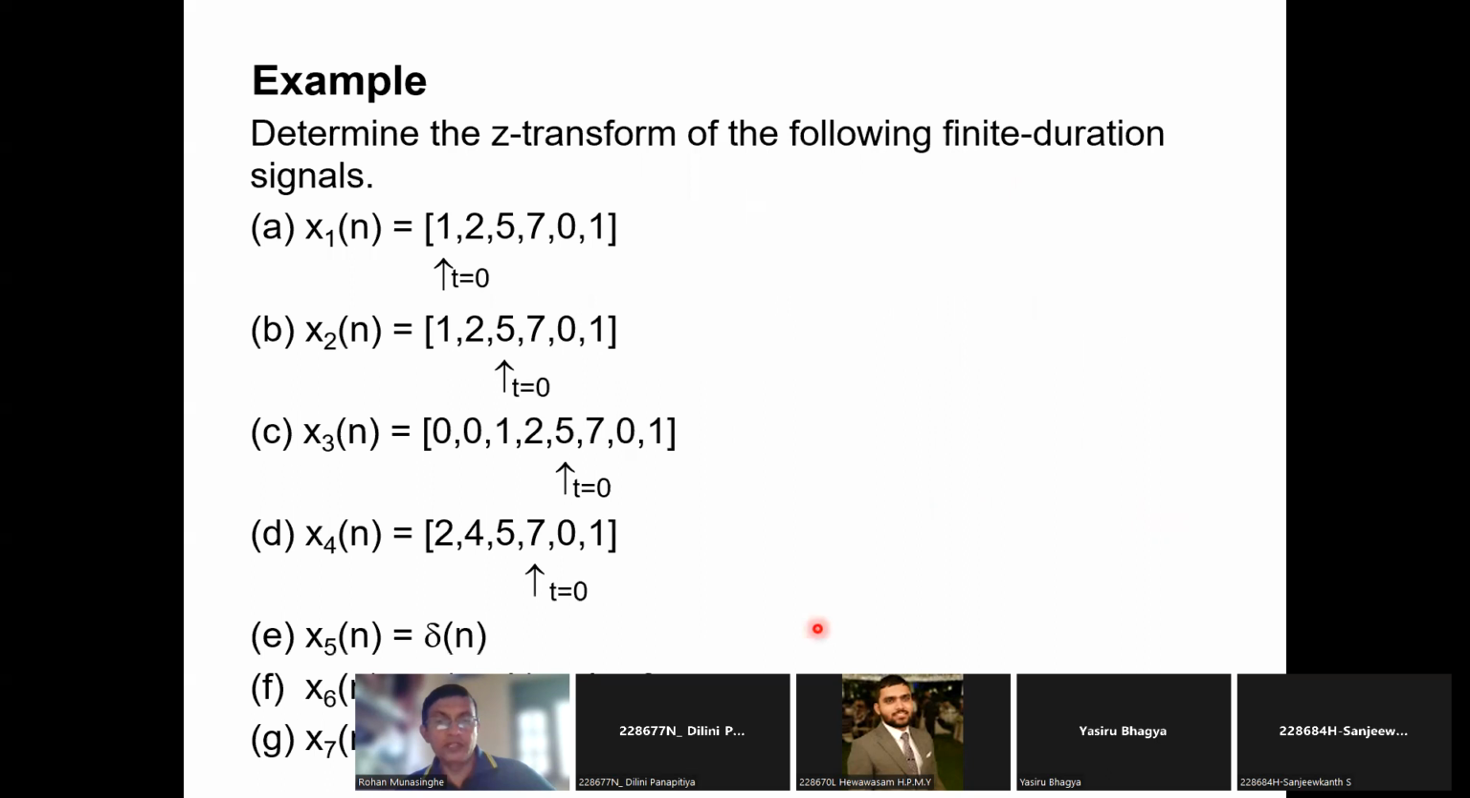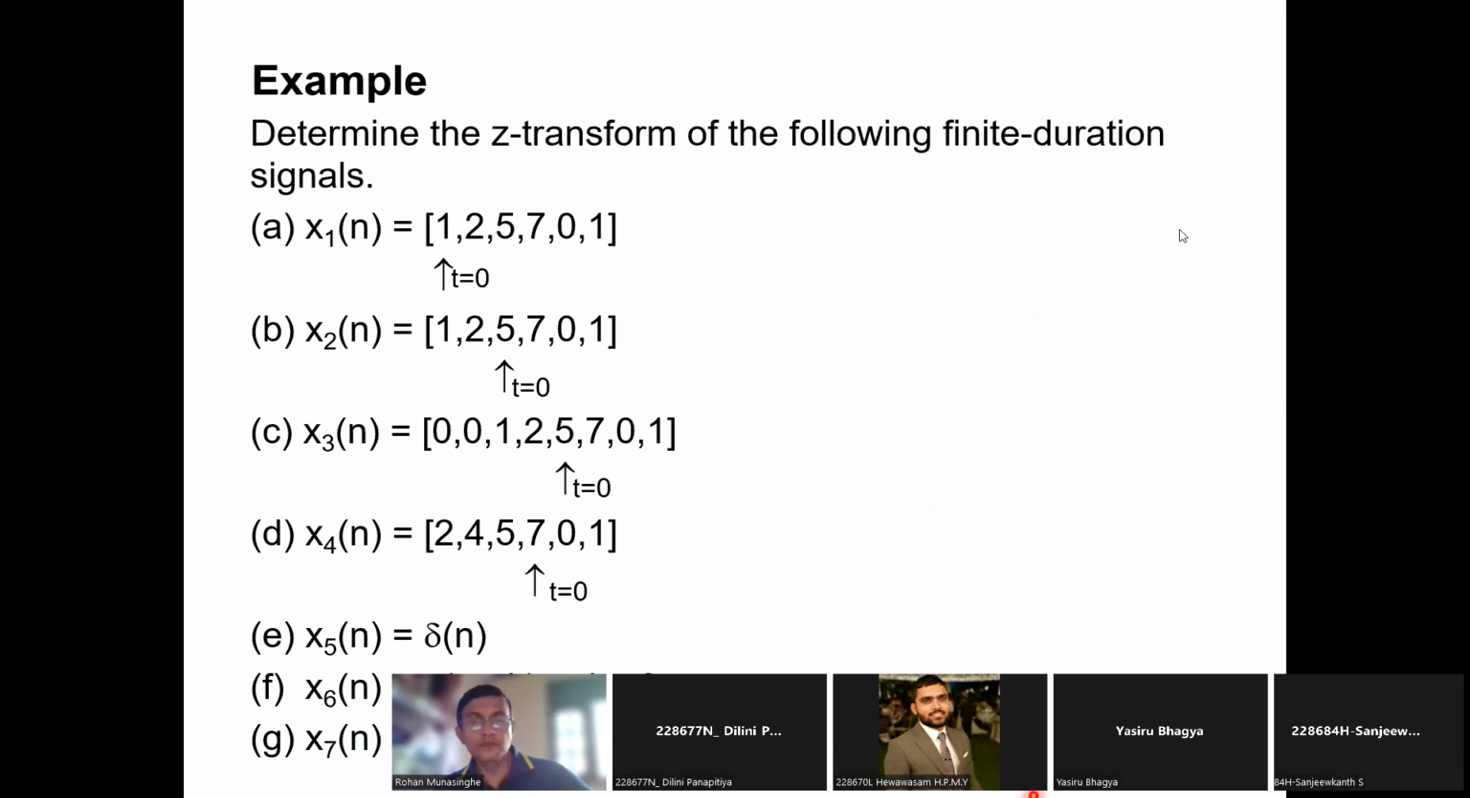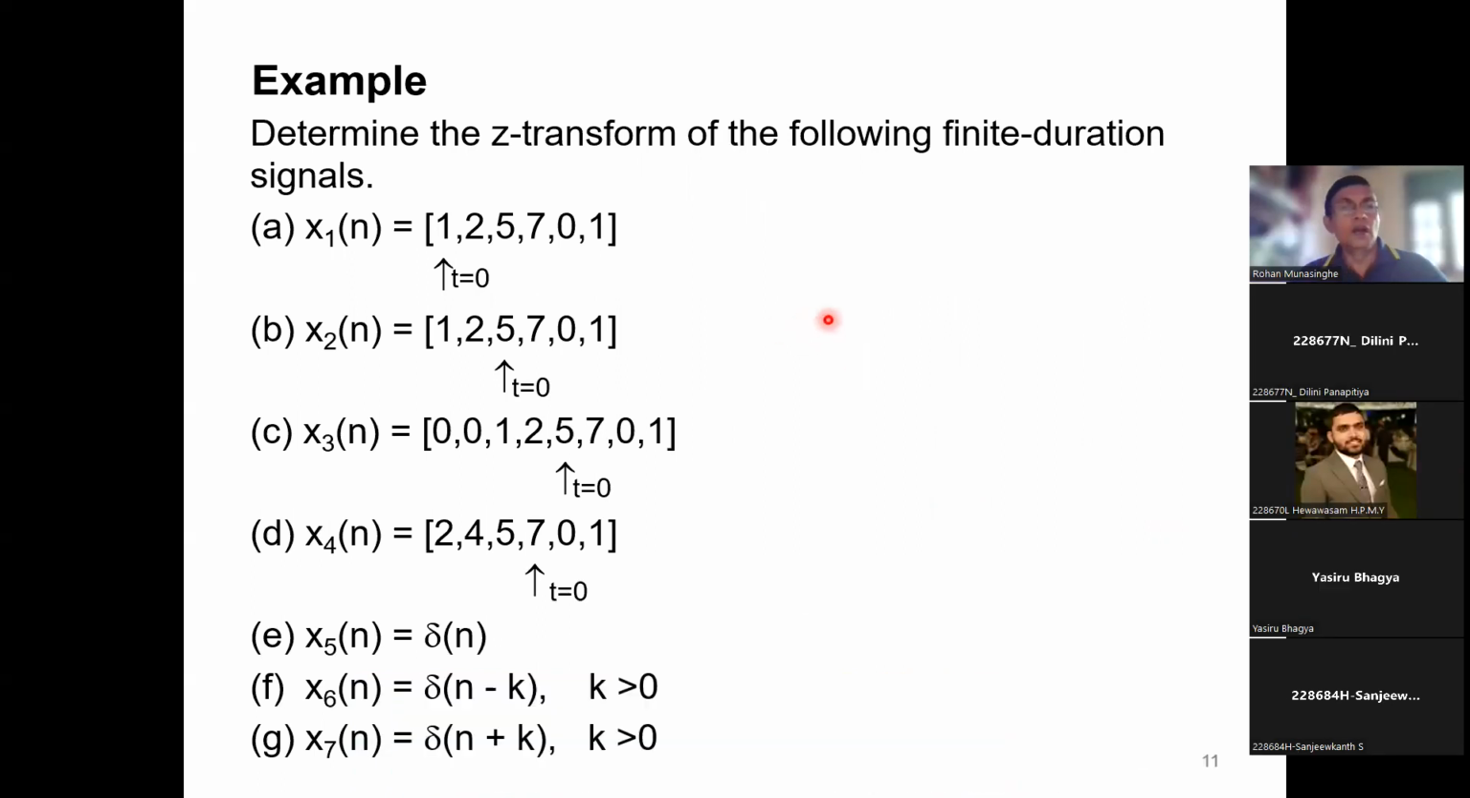So I'm going to give you this example. Please take it down. Get a piece of paper, work it out. There are a few functions here. How many? 1, 2, 3, 4, 5, 6, 7. 7 functions, and they're all discrete signals. Each signal is given to you. These are the samples, 1, 2, 5, 7, 0, 1. These are the samples of the signal.